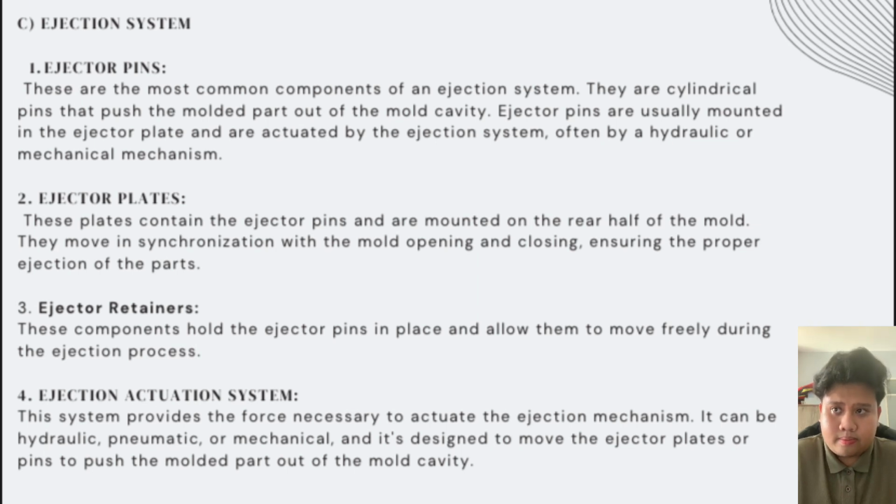mechanisms. 2 is ejector plates. These plates contain the ejector pins and are mounted on the rear half of the mold. They move in synchronization with the mold opening and closing, ensuring the proper ejection of the part. 3 is ejector retainer. This component holds the ejector pins in place and allows them to move freely during this ejection process.